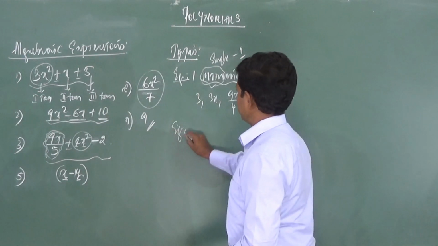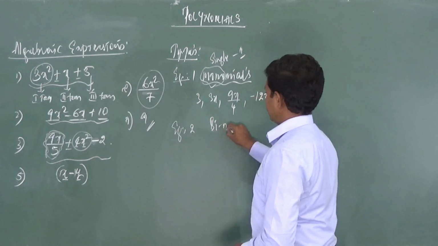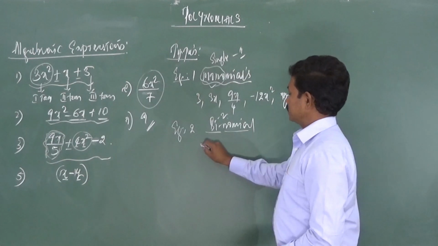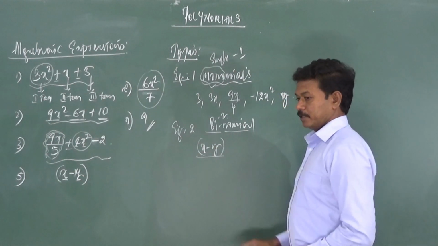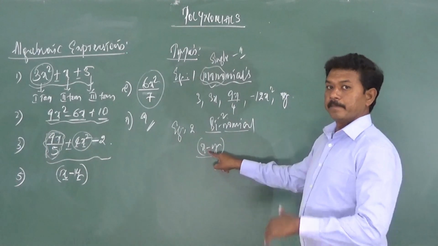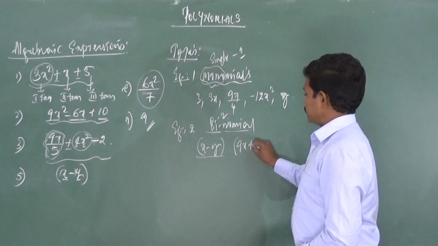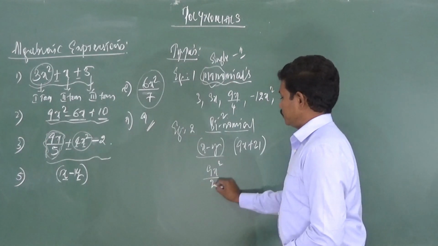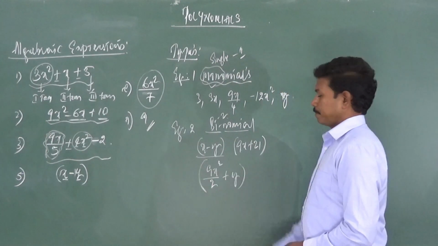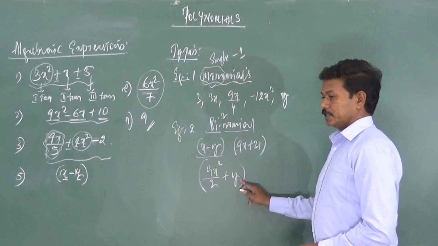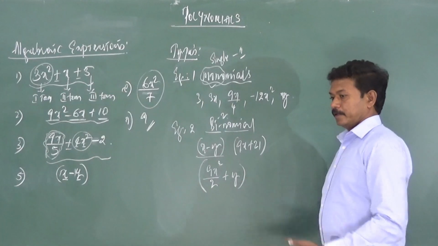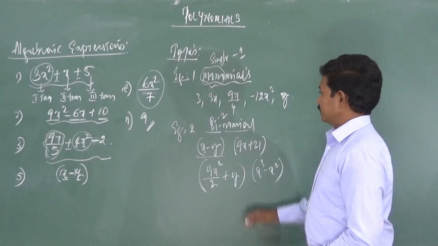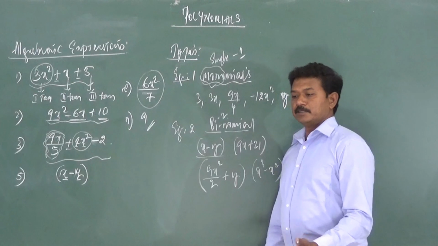Let us go with another type of algebraic expression, that is binomials. Here bi stands for 2, nomials means terms, so 2 terms. For example, x minus y is a binomial because these are two different terms connected by a minus sign. 9x plus 21, two different terms connected by a plus sign. 9x square by 2 is a single term, plus y, this becomes a binomial because this is a single term and this is a single term. A combination of two terms is called a binomial. x cube minus x square is a binomial again. These are examples of different binomial algebraic expressions.